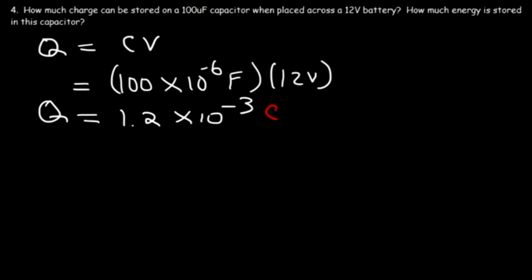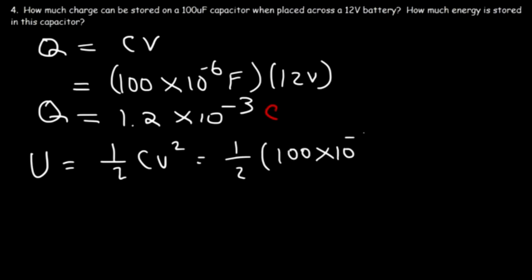Now, how much energy is stored in this capacitor? So we can use the equation U, the potential energy, is equal to 1/2 CV squared. C is 100 times 10 to the minus 6, and the voltage is 12.